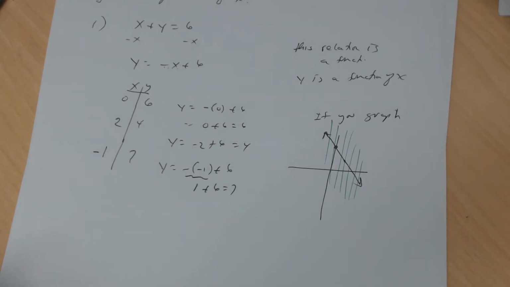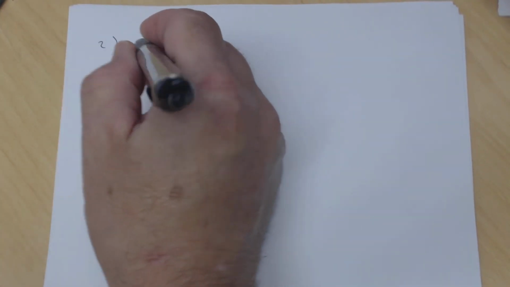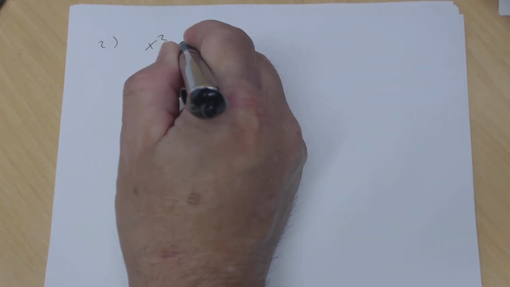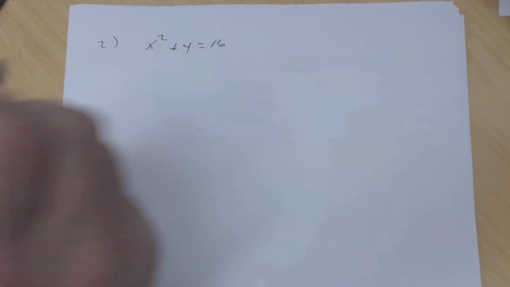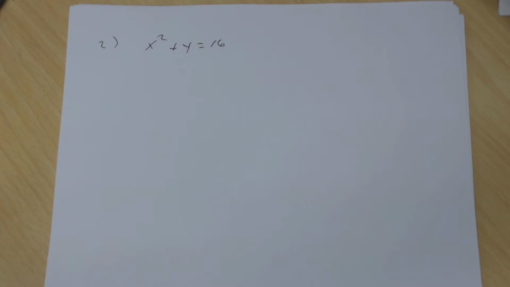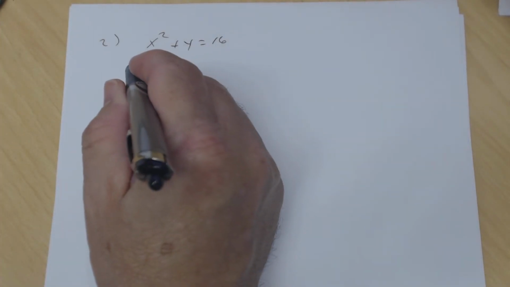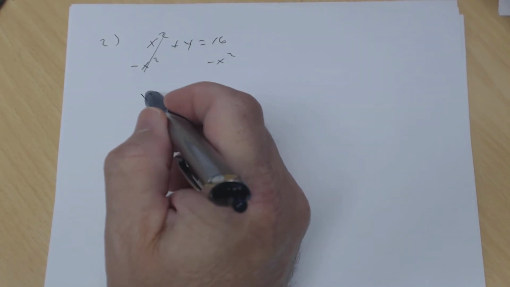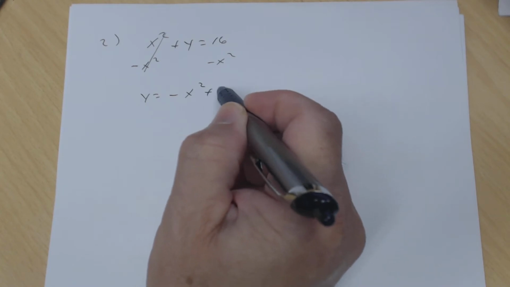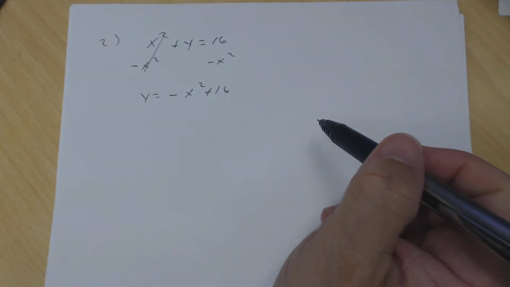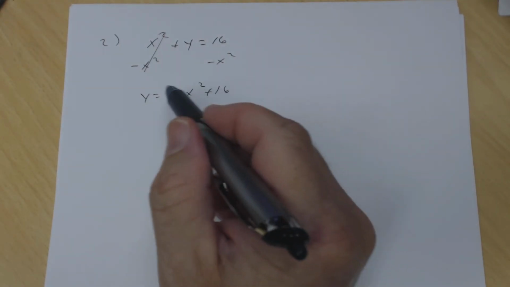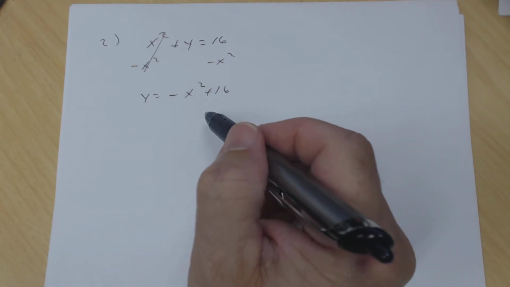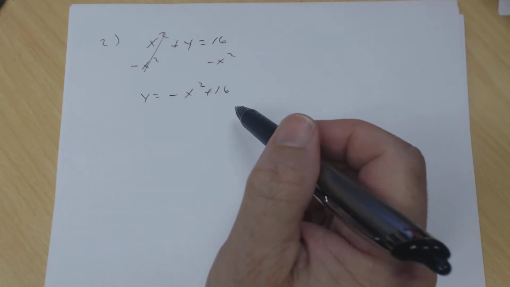All right, number 2. Let's say you had x squared plus y equals 16. The first thing you want to do is get y by itself. Always get y by itself. So you subtract x squared, combine like terms, and I get y equals negative x squared plus 16. Okay, so this is quadratic, and we're going to learn a little bit more about graphing these soon.